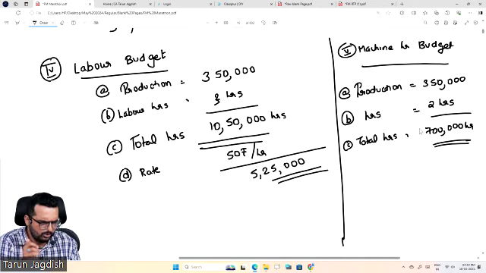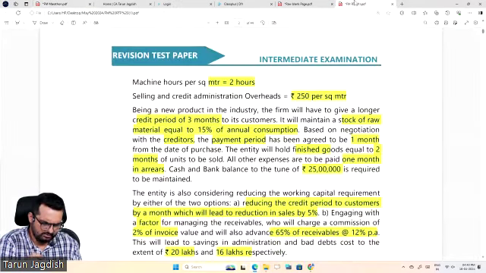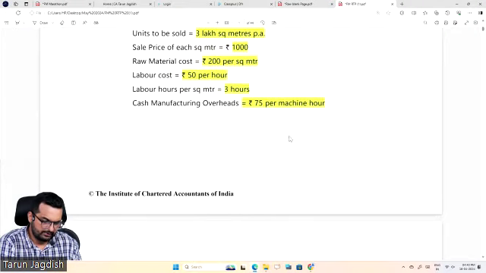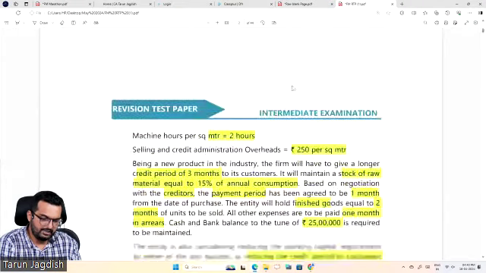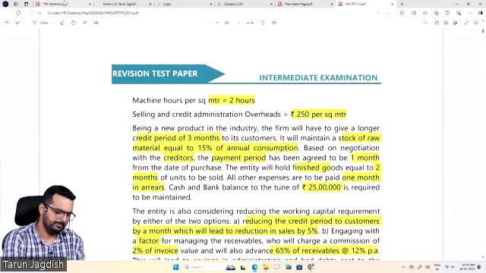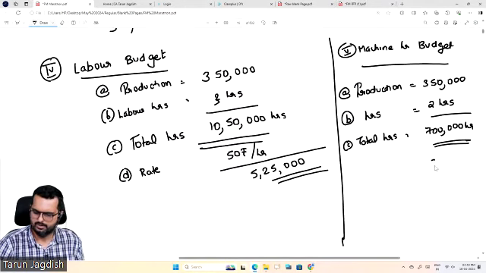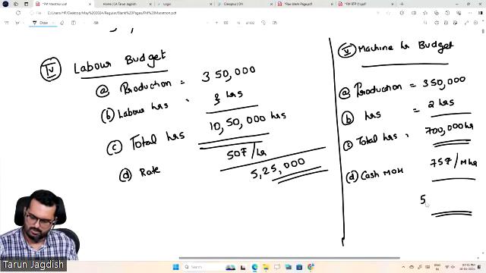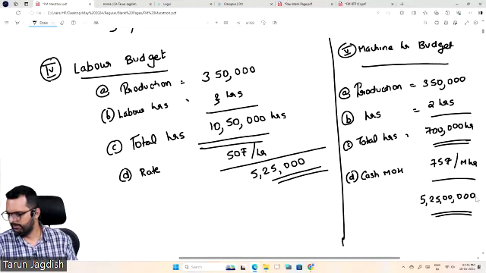I don't think they have told you anything about the cost. Have they told about the cost over here anywhere? 75. Okay. Cash manufacturing overhead is 75 per machine hour, is it? Okay. So 75 rupees per machine hour is your cash manufacturing overhead. 5 crore 25 lakhs.